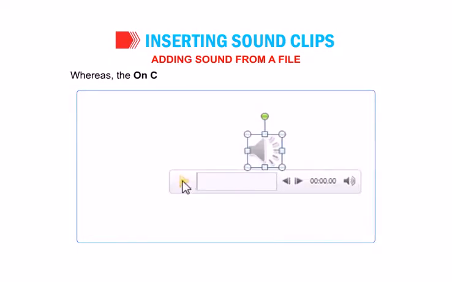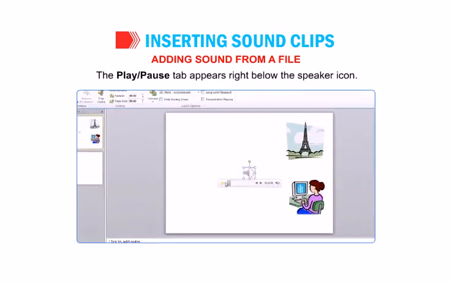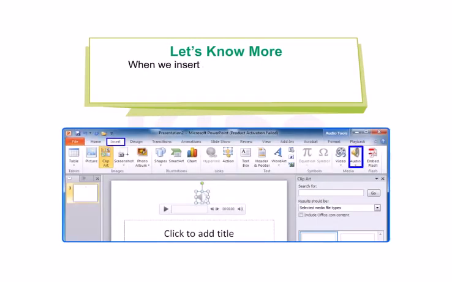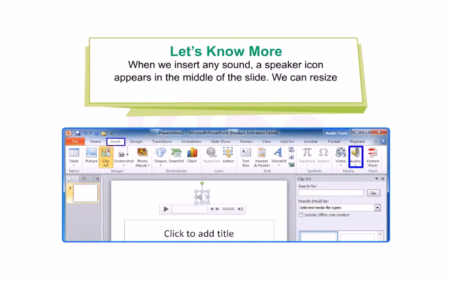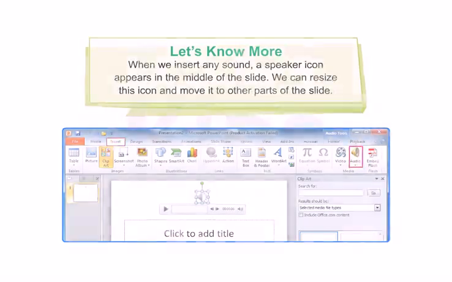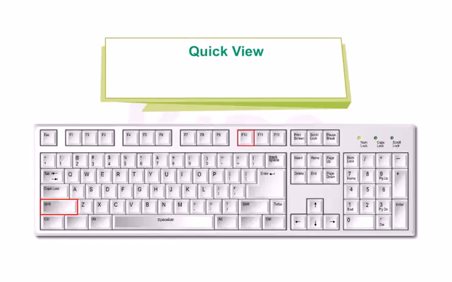whereas the On-Click option will play the sound only when you click. To play sound, click on the speaker icon. The play or pause tab appears right below the speaker icon. Students, do you know when we insert any sound, a speaker icon appears in the middle of the slide? We can resize this icon and move it to other parts of the slide. Students, let us take a quick view by pressing Shift plus F10 key combination to open the shortcut menu.